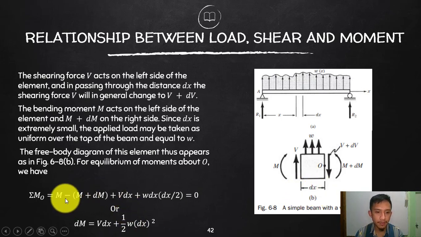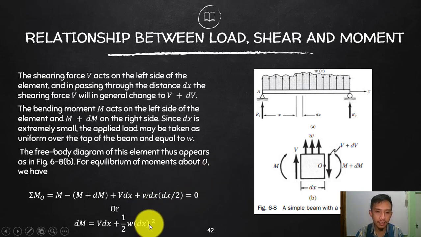Then simplifying, the negative M cancels with your M here. We are left with negative dM, which will go to the other side of the equal sign. Equate that to 0 for equilibrium. So that negative dM will go positive on the other side. We are left with V dx minus w over 2 times dx squared.